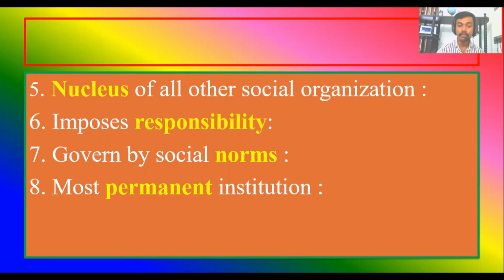The most prominent institution. The family is difficult to dissolve. The reason is that family members are emotionally attached with each other, biologically attached with each other. So, family is more prominent than other social institutions.